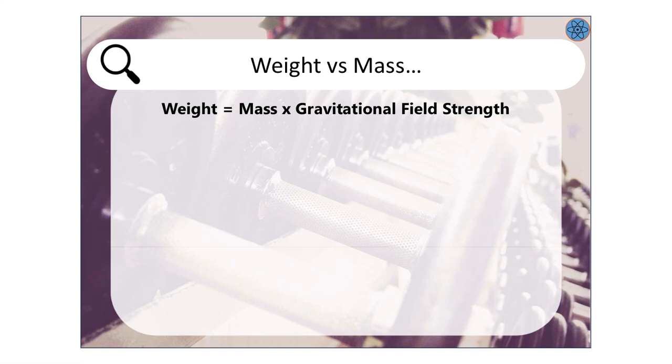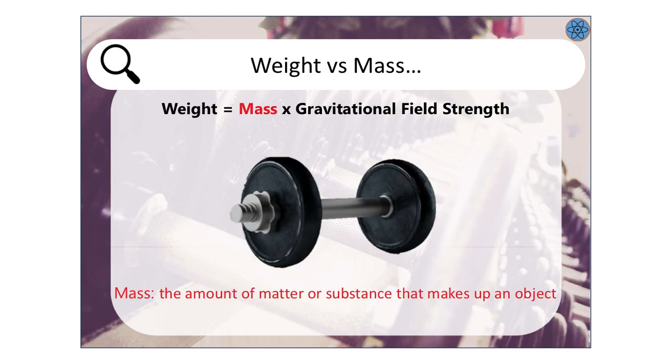Hello, in the video now we're going to look at the difference between mass and weight, something that people do get confused with. So as a reminder, weight equals mass times gravitational field strength. Some people might call the object that you can see a weight, but others may call it a mass.